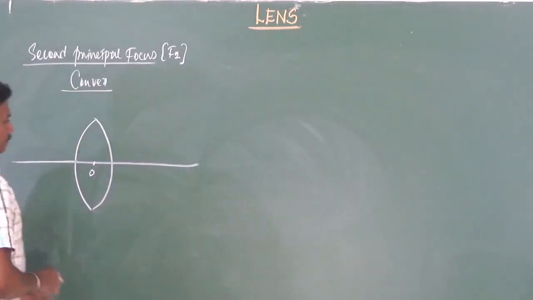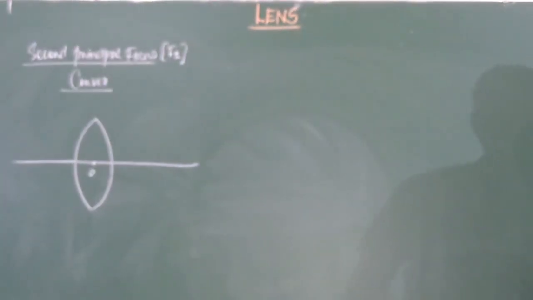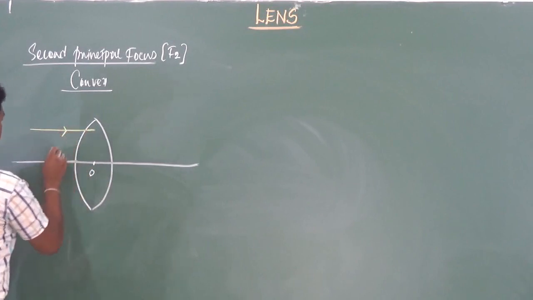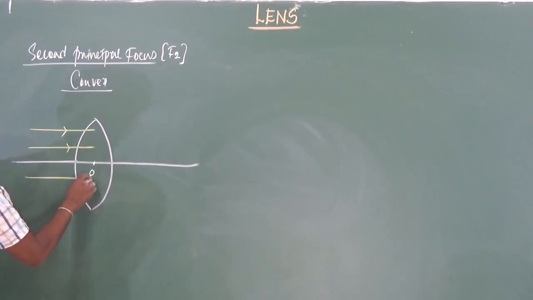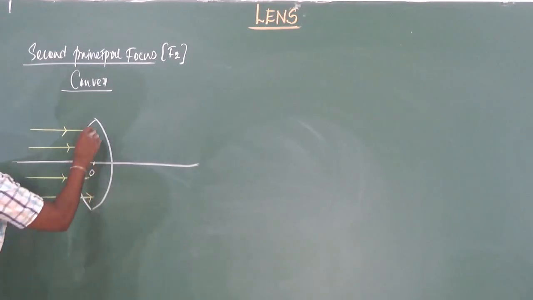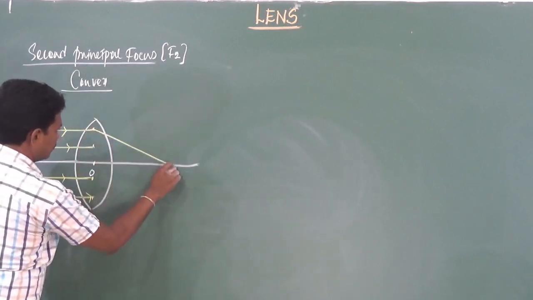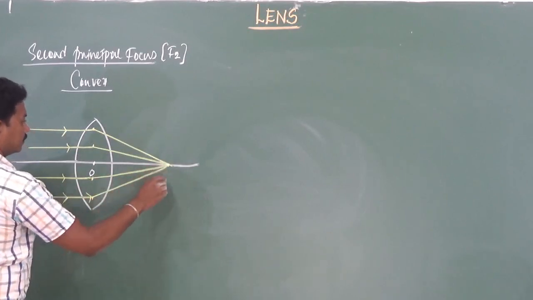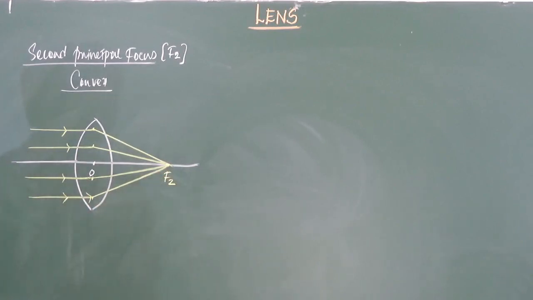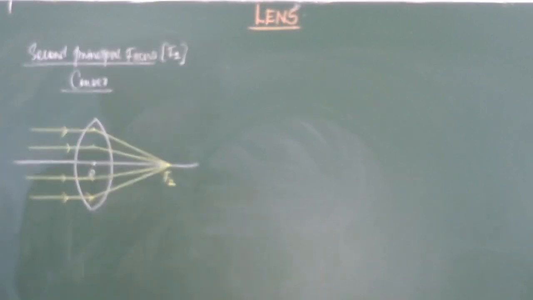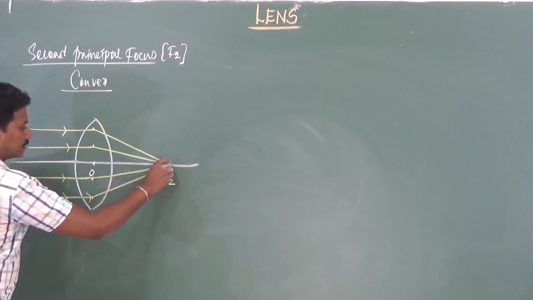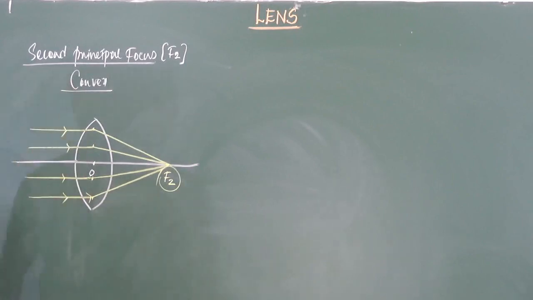So here we have taken the convex lens. Let us see in case of a convex lens how to locate the second principal focus. Let us imagine these are the light rays traveling parallel to the principal axis. After refraction at these points, the light rays meet at a point on the principal axis. Therefore, it is taken as F2, the second principal focus. So in case of a convex lens, the light rays should already be traveling parallel to the principal axis, and after refraction, the point at which they meet on the principal axis is called F2, the second principal focus.